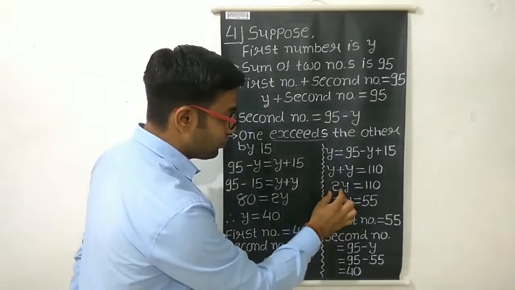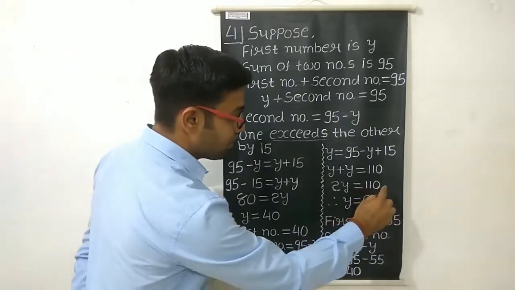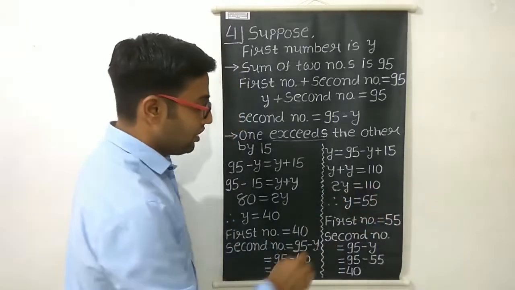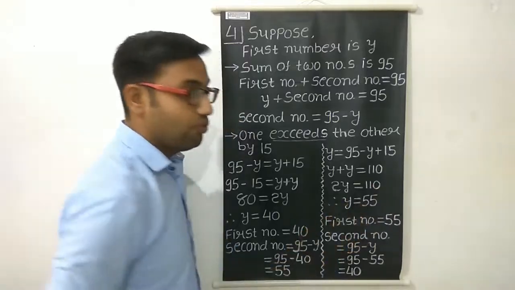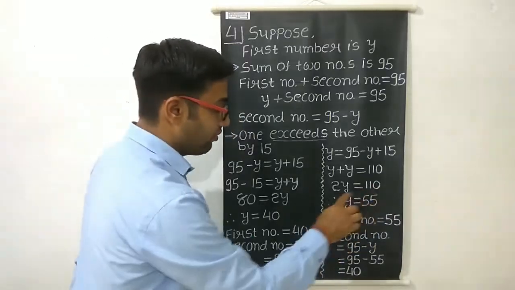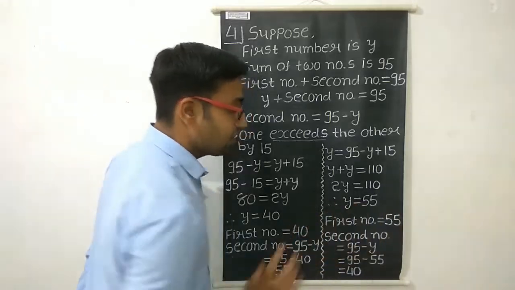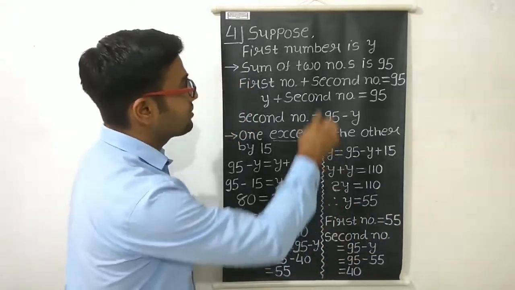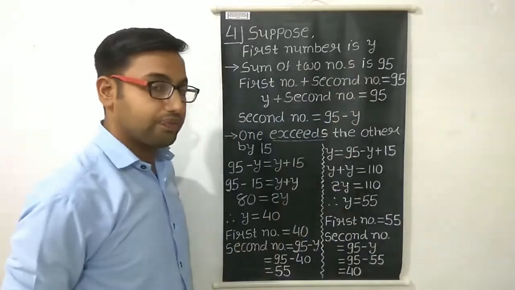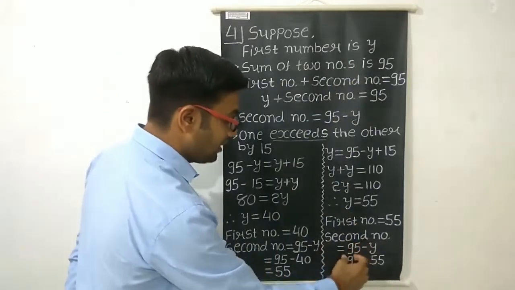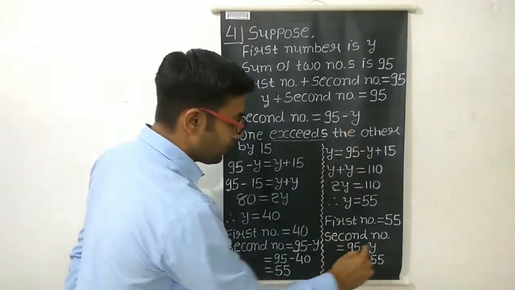Take this 2 to the right hand side, it will go in the denominator with 110. So y we get is equal to 55. 110 divided by 2 is 55. So the first number we get is 55 because y we supposed as the first number. Now what is the second number? Second number is 95 minus y.